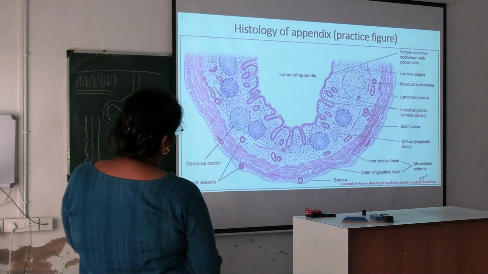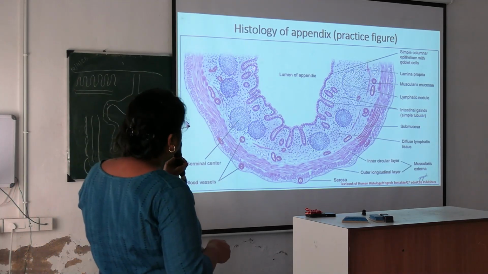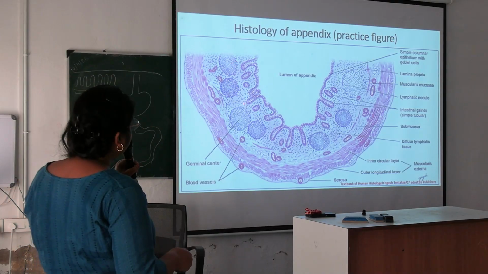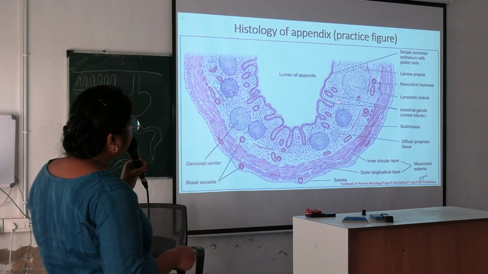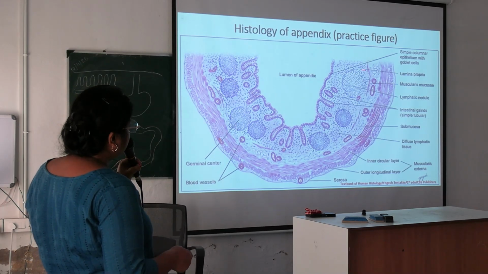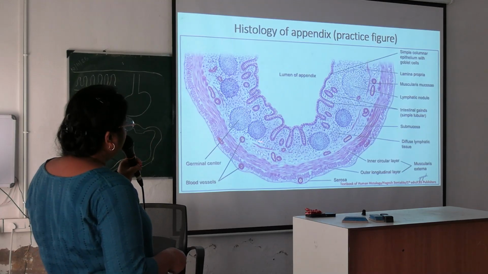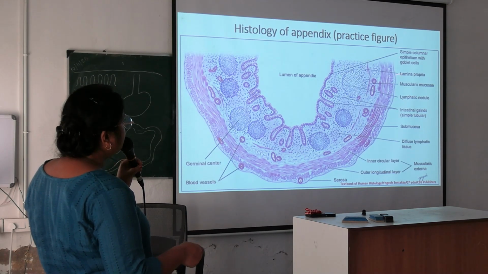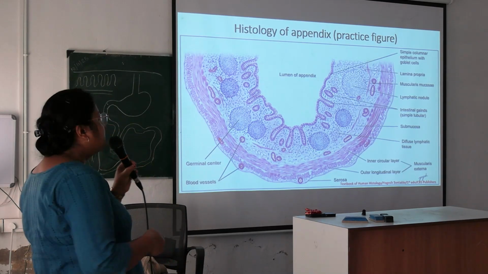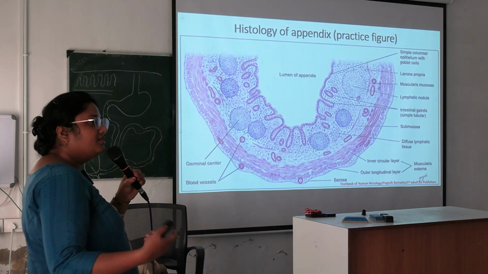See here, this is a schematic diagram of the appendix. This is the lining epithelium, simple columnar epithelium with goblet cells. Lamina propria has these extensions of tubular intestinal glands, and these are the multiple follicles. Follicles are located in the lamina propria extending into the submucosa. And see, there is breaching of the muscularis mucosa. Muscularis mucosa is not continuous here, due to the presence of these lymphatic follicles which are entering into the submucosa.